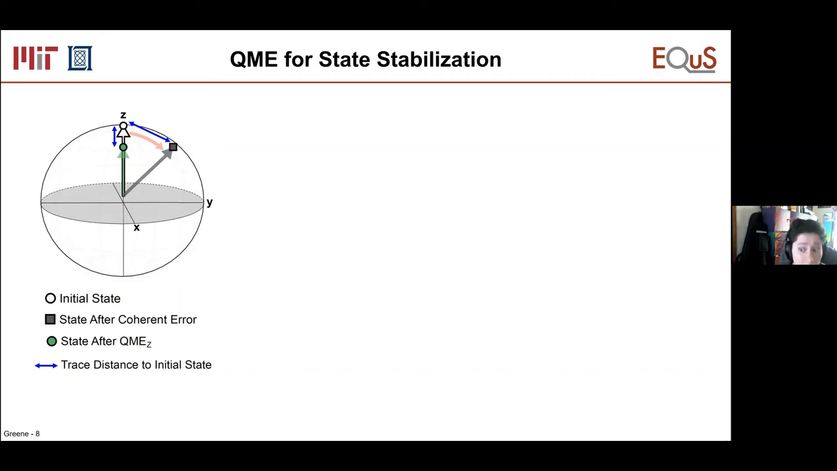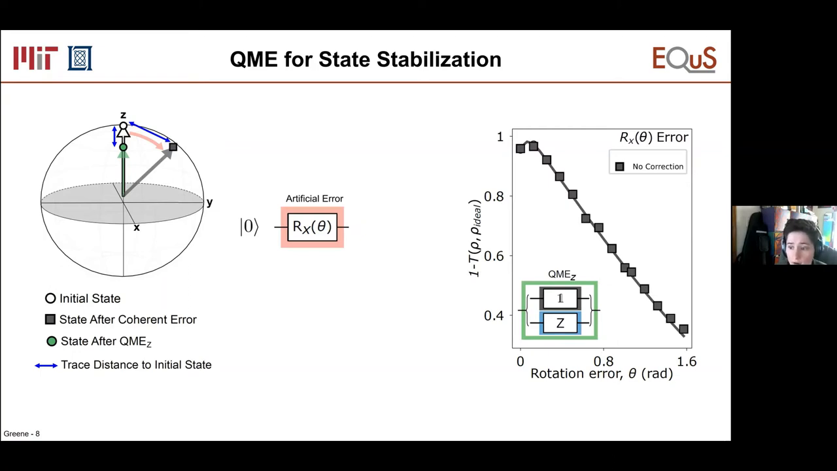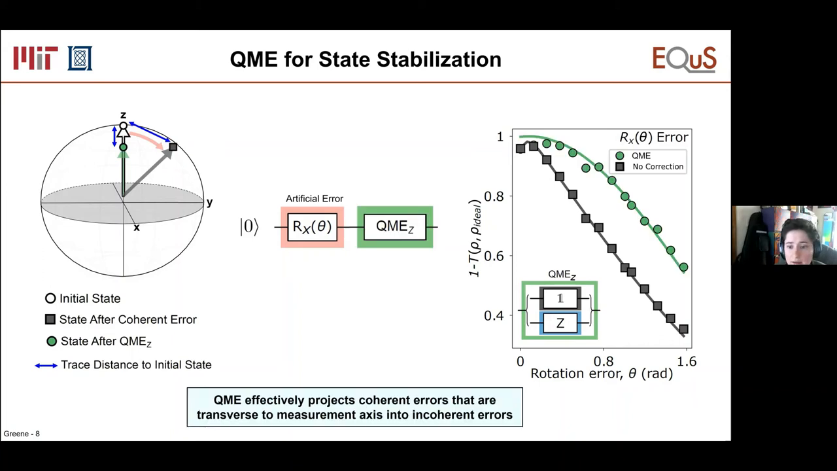axis into incoherent errors. We can make a plot of the trace distance to the initial state after an error has occurred, an artificially induced error here, for varying error strengths. And we see that applying QME makes us insensitive to the error to first order. Here, I'd like to note that I'm plotting 1 minus the trace distance, so in this plot, 1 corresponds to no error.